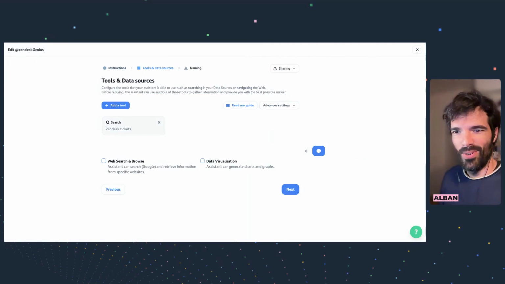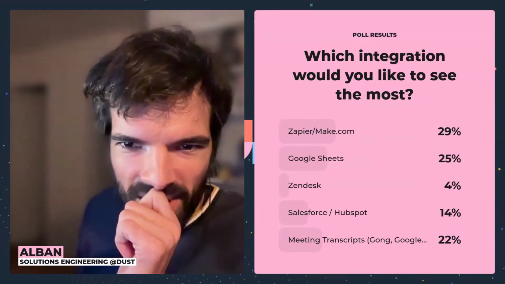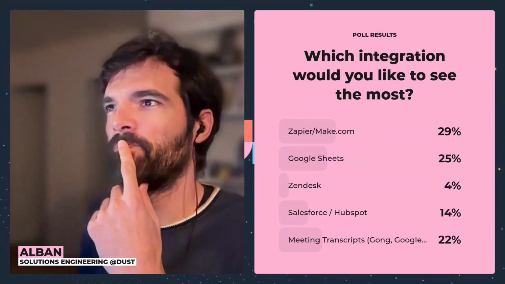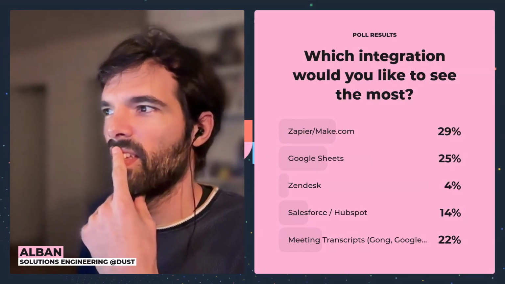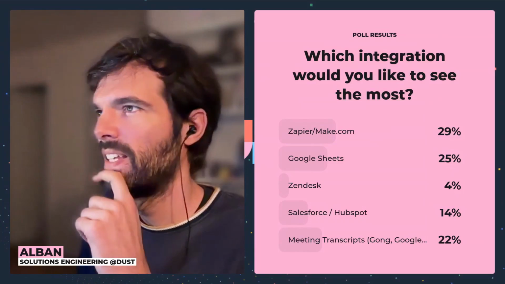Okay, let's go back to the poll. Zapier is done. The next winner is Google Sheets. All right, let's go to Google Sheets.